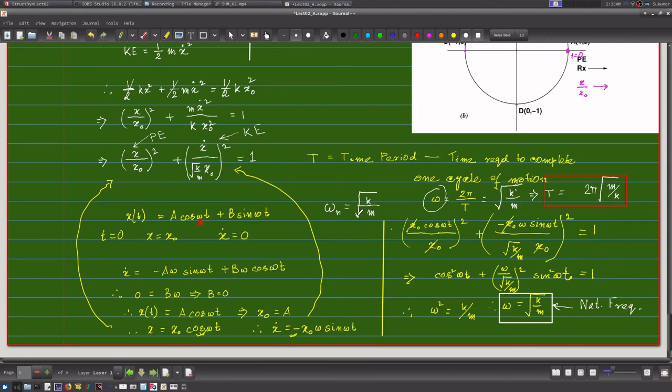Alright, so with this I think I should stop analyzing the undamped free vibration. In the next class we will see how to analyze damped free vibration. Right.